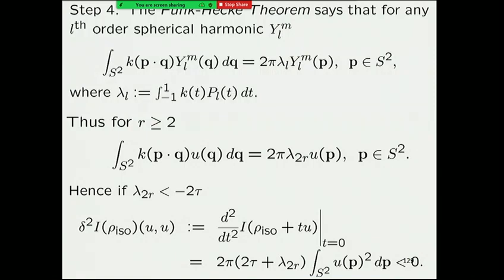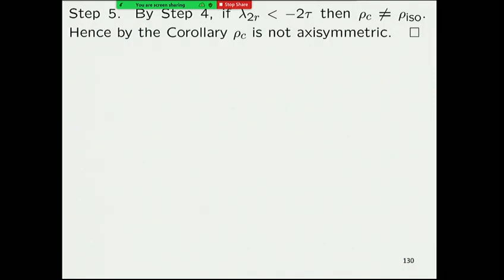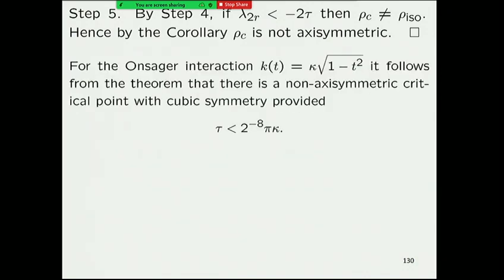So that means that rho_c is not rho_iso, and so by the corollary it's not axisymmetric. Okay. And now for the Onsager interaction, you work out what the numbers are, and you find that there's a non-axisymmetric critical point with cubic symmetry, provided this expression holds. So this is the temperature is less than 2 to the minus 8 times pi kappa.